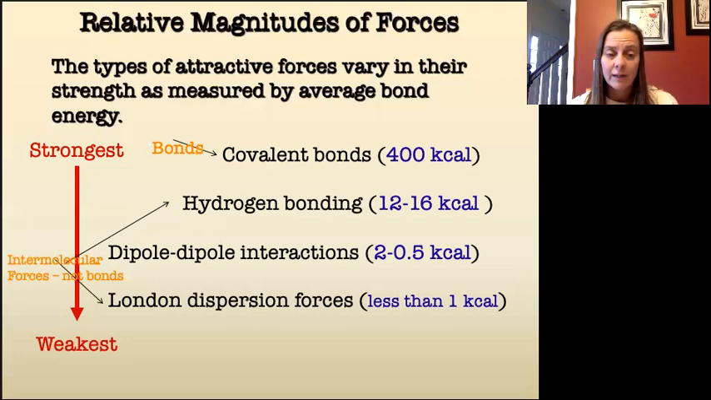So we're comparing intermolecular forces to bonds. Covalent bonds are actually bonds, and they are significantly stronger than these intermolecular forces. So this is just here for comparison purposes. Now, there are specific times when we will see stronger London dispersion forces or stronger dipole-dipole interactions. But as a general rule, hydrogen bonding is the strongest intermolecular force, followed by dipole-dipole, followed by London dispersion forces.